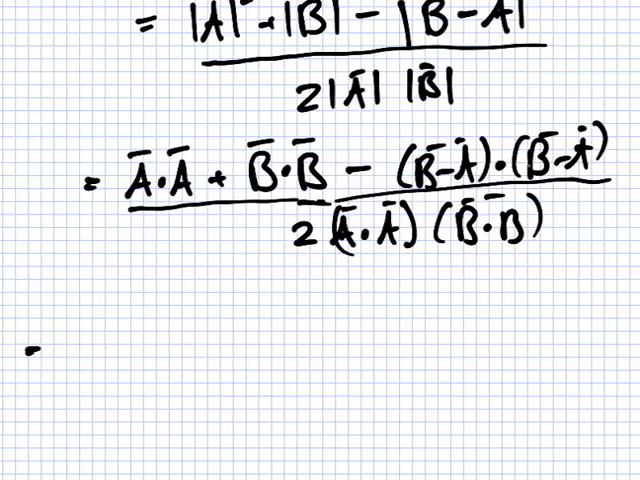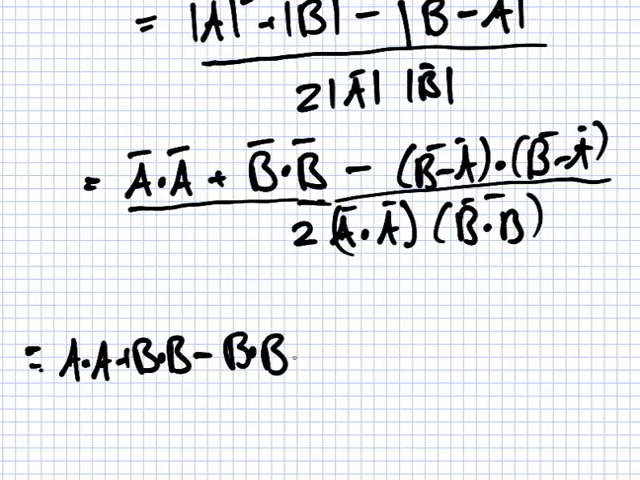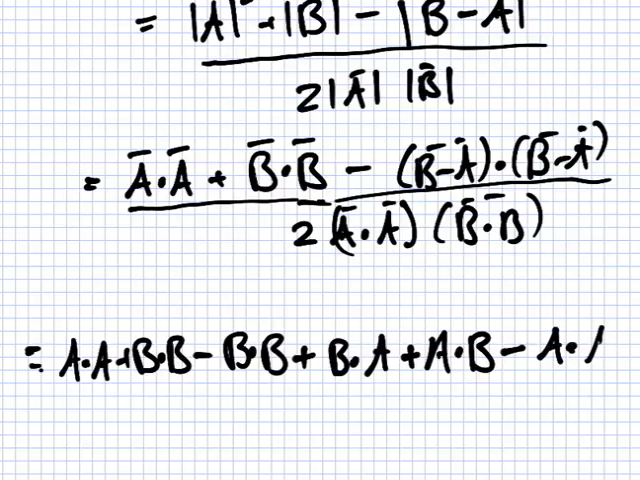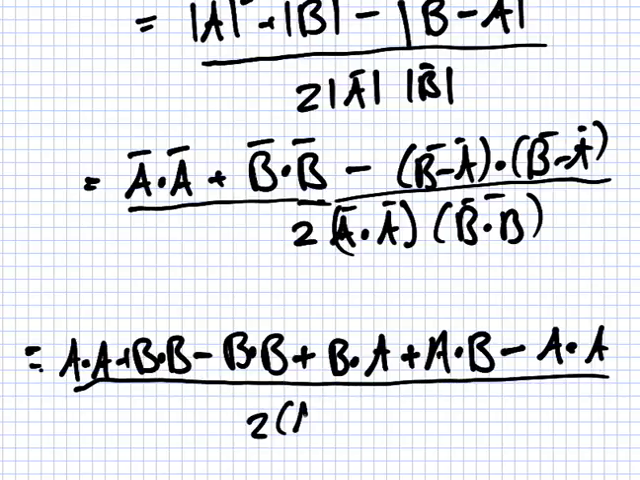And I can expand this because we learned that earlier. A dot A plus B dot B minus B dot B, minus and minus is plus B dot A, minus and minus is, yes, plus A dot B, minus minus and minus is minus A dot A, all over 2 A dot A B dot B.